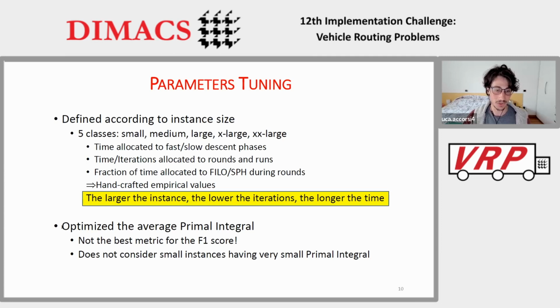Now, during the tuning, we optimized the average primal integral, and we eventually realized that that's, of course, not the best metric for the Formula 1 score. We should have optimized the Formula 1 score directly. That's because it doesn't really consider small instances which have a primal integral which is orders of magnitude smaller than that of larger or more complicated instances.